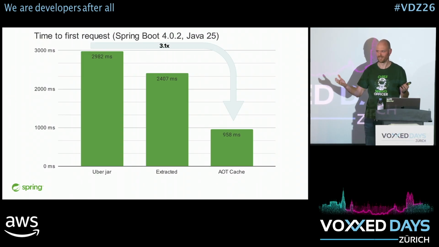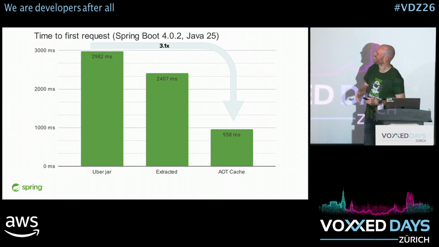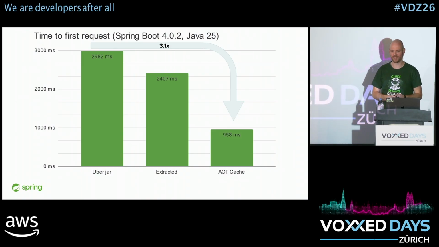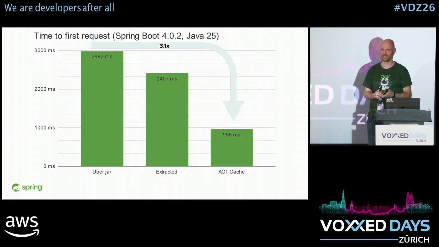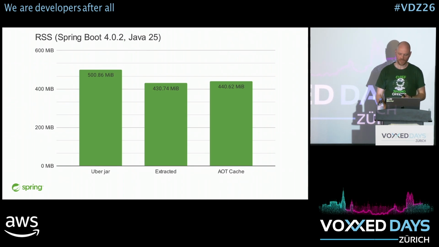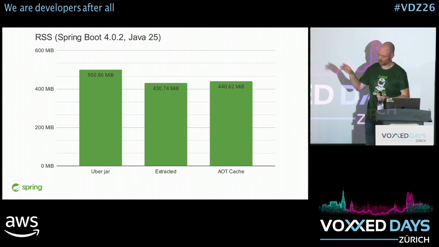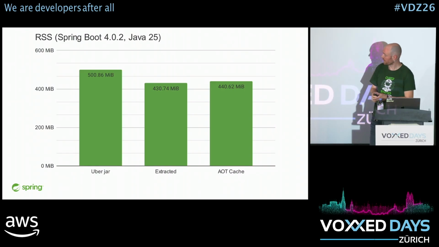I mean, and this is one of the... I don't think there is any Java flag on the JVM which gives you a performance factor of 3.1x, which is crazy. The RSS, this is the measurement of how much memory it uses. It's a little bit less. So you save a little bit of memory here.